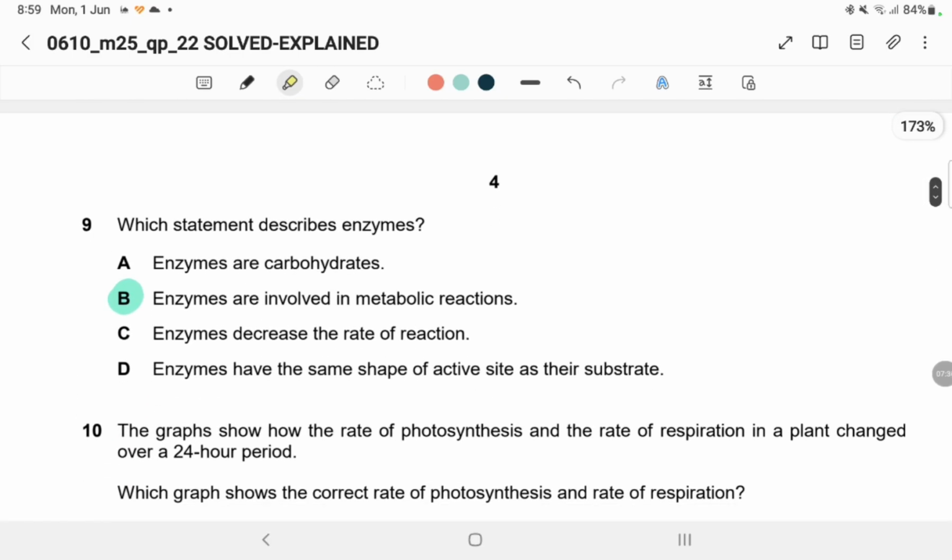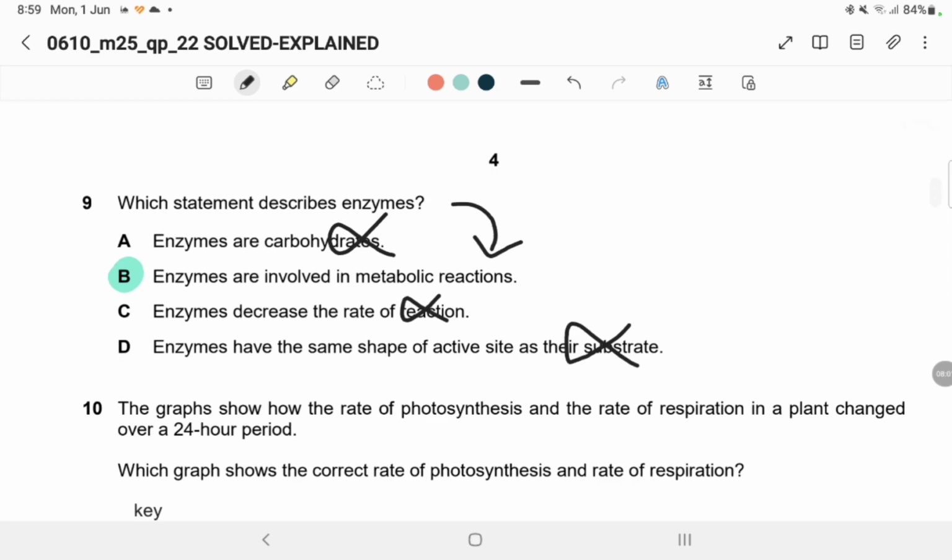Question number 9 is asking what describes an enzyme. Enzymes are carbohydrates? No, enzymes are proteins. An enzyme decreases the rate of reaction? No, it increases it. Enzyme has the same shape of active site as their substrate? No, of course not. Not always. They might be complementary or not complementary. It's not always the same shape. Enzymes are involved in metabolic reactions, of course, like respiration.